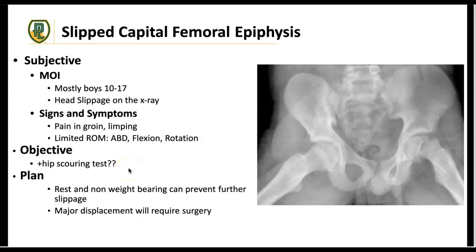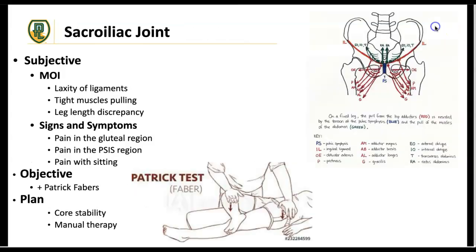So what do we want to do for these patients? Rest and non-weight bear to unload. But ultimately, depending on the grade of the slippage, the physician will go in, reposition the neck, and they'll do what we call an internal fixation, where they'll put some type of screw in the neck and the head to kind of bring them back together.